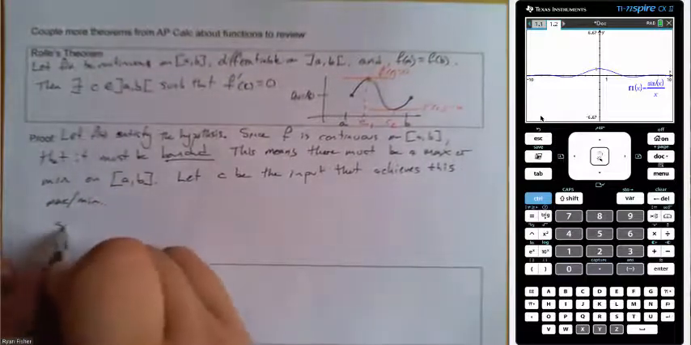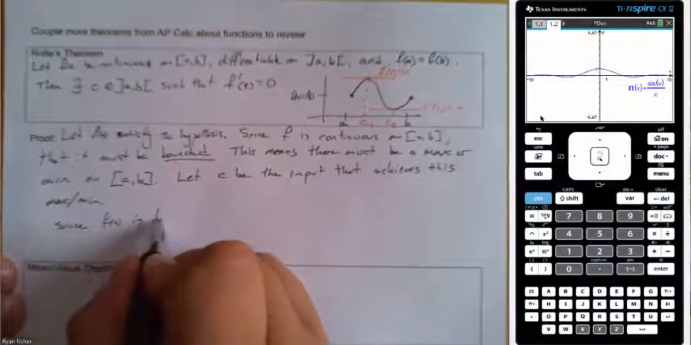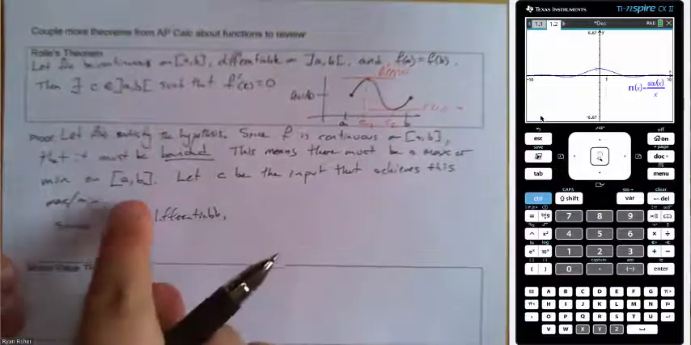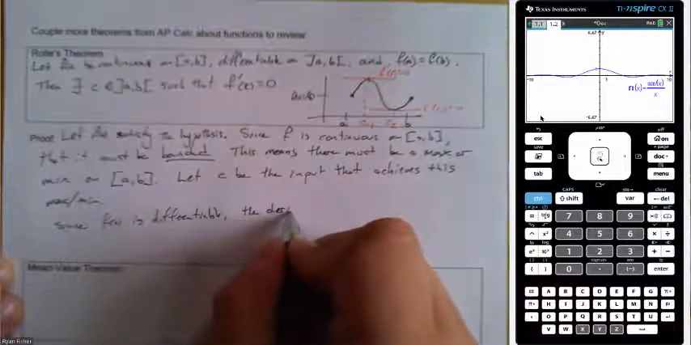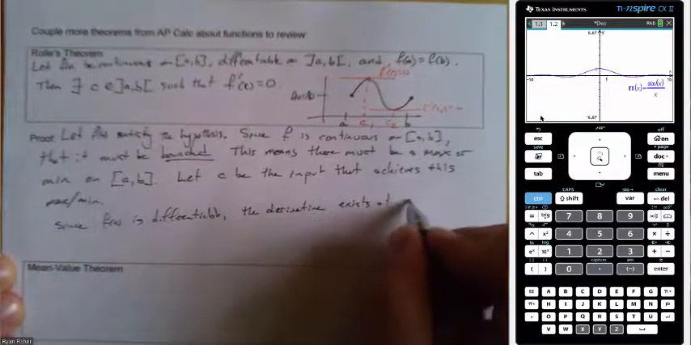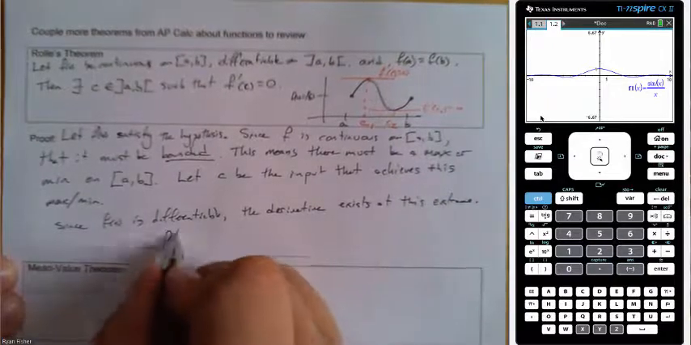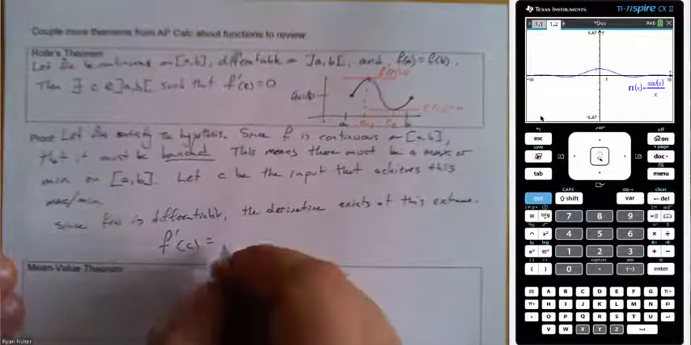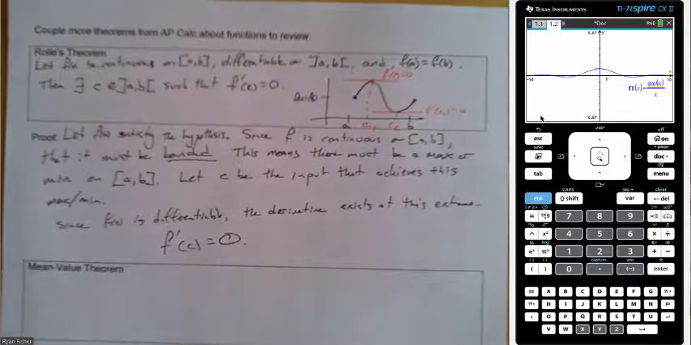And since the function is differentiable, this means that the derivative has to exist at c. The derivative exists at this extrema. And what is the derivative of a max or min? The derivative at a maximum or minimum is a horizontal line. Therefore, the derivative at this max or min has got to be 0 because it's an extrema.